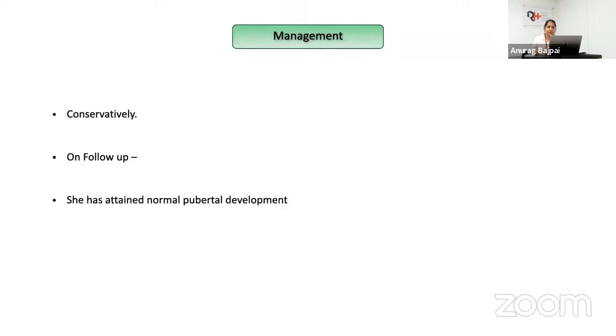So management, we manage this child conservatively. And on the follow-up, she visited a few days back. She had attained the normal pubertal development and menarche at 11 years of age. So there was no repeat bleeding. No repeat. Yeah. So this is the most common manifestation of isolated functional cyst.